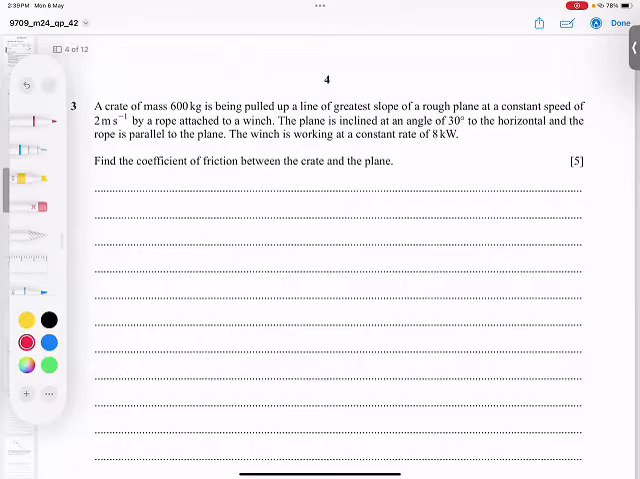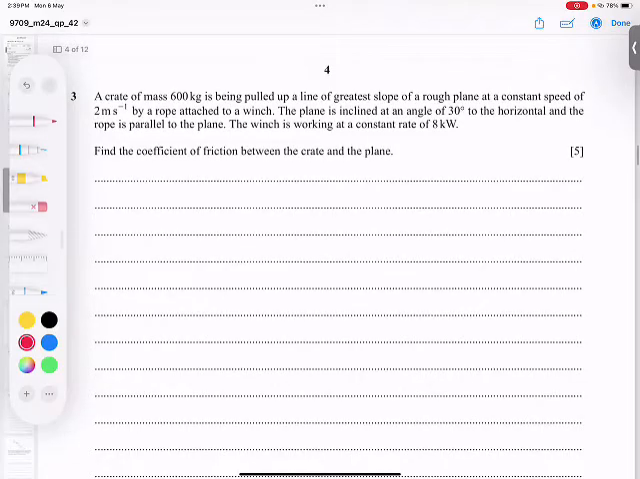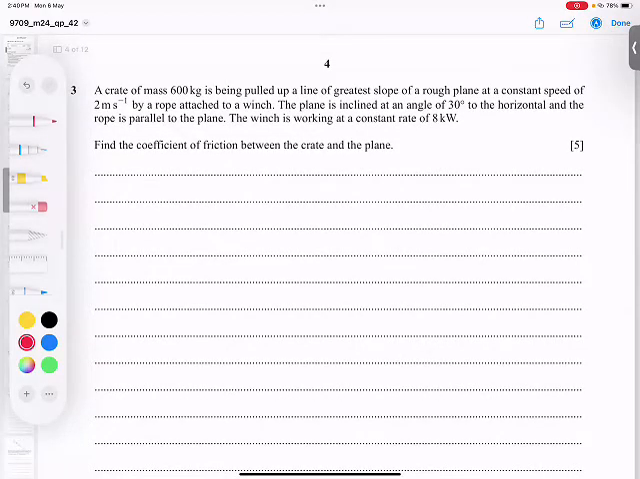Let's go for question number 3. A crate of mass 600 kilograms is being pulled up. It means it's going up. Okay. So there is a slope of a rough plane, constant speed. Okay, constant speed means acceleration 0. And constant speed is what? I write even that speed is 2. We mentioned here. And a rope attached to a winch. The plane is inclined at an angle 30 degrees to the horizontal.